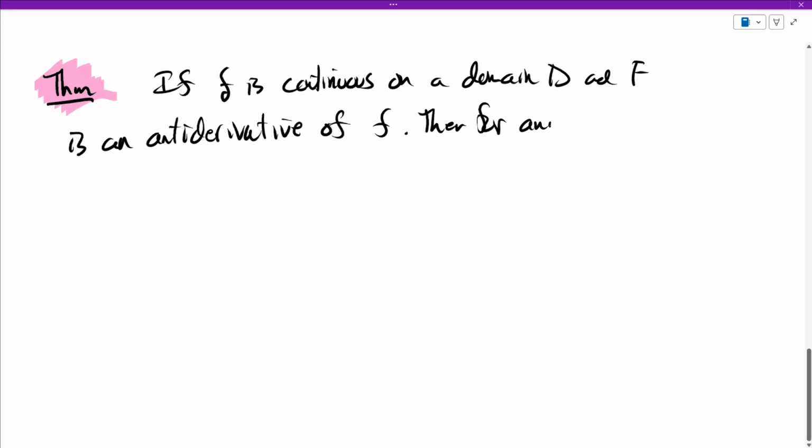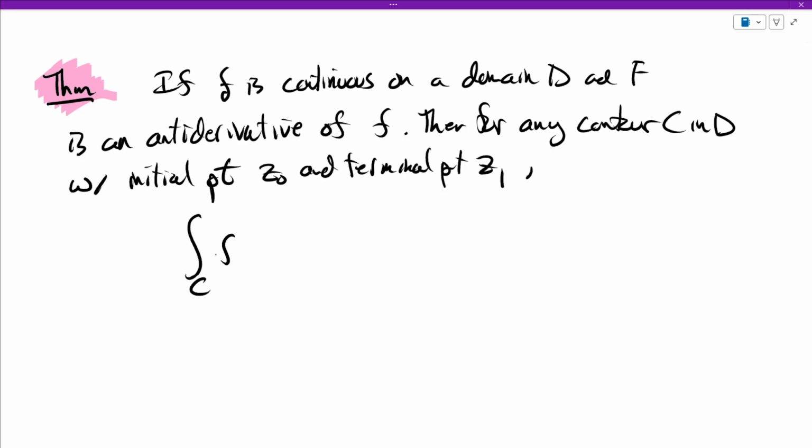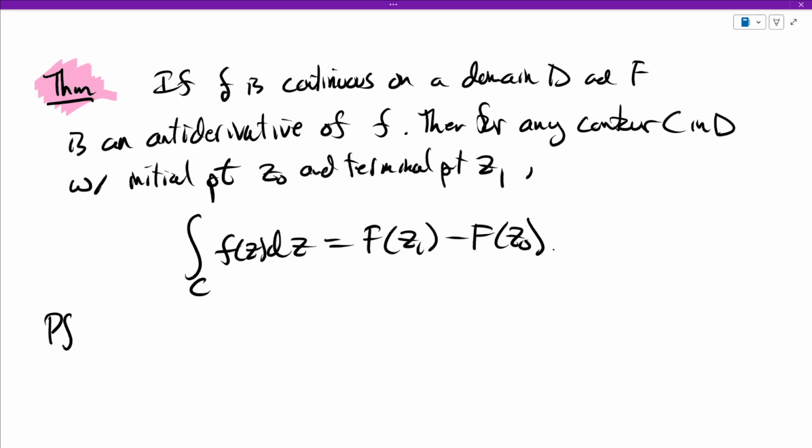Well, for any contour C in D, with initial point, so the beginning z naught, and terminal point z1, so ending point, the integral over C of f of z dz is F of the end minus F of the beginning. So this should remind you, of course, of the fundamental theorem of calculus. Let's go ahead and prove this real quick.